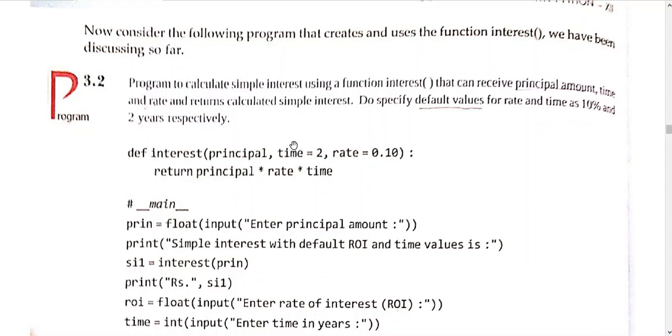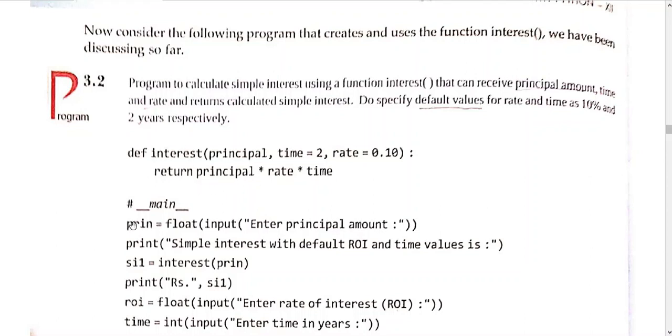So this is the function definition. Interest function has been defined. It will have three arguments: principal at the first position, time at the second position has been initialized with the default value 2, and rate is 10%. 10% can also be written as 0.10. So these two are the default arguments. Here we need to put this colon also, don't forget to put it here. Then the return statement we are writing to calculate the interest.